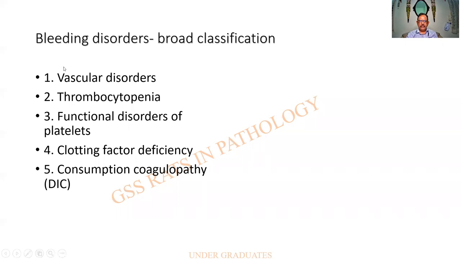Whenever we use the term bleeding, it means blood is getting lost. But then there can be numerous causes for it. One can be traumatic, and pathologically it can be because of vascular disorders, thrombocytopenia, that is a decrease in platelets, functional disorders of platelets, clotting factor deficiency, consumption coagulopathy, or disseminated intravascular coagulation. All these are university questions for us, and all these are exceptionally important when we become physicians.